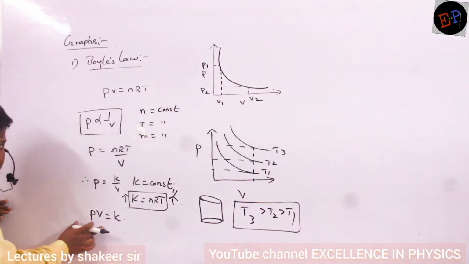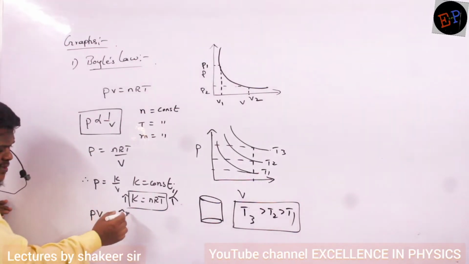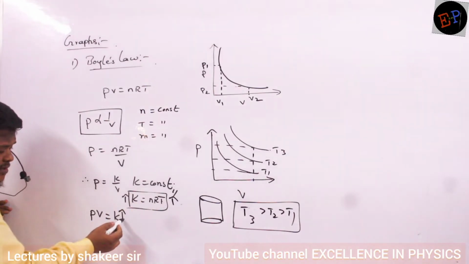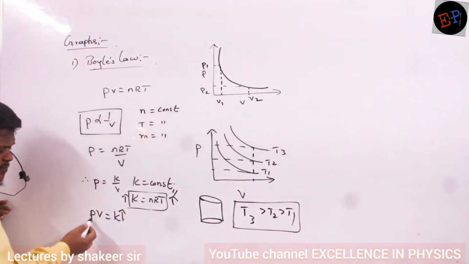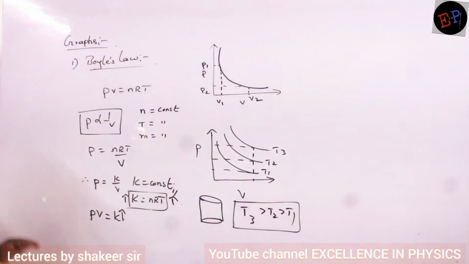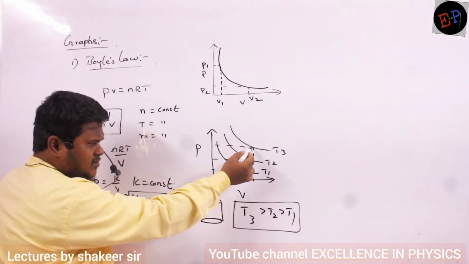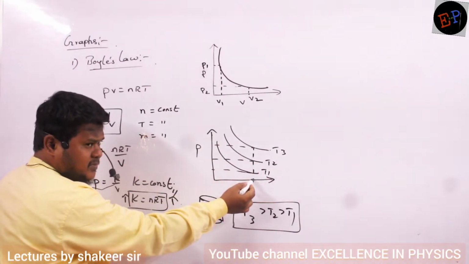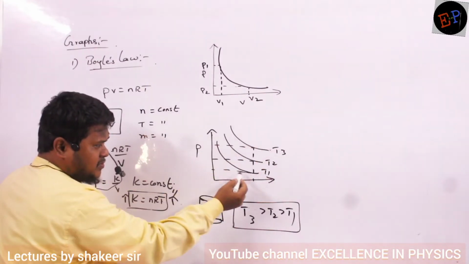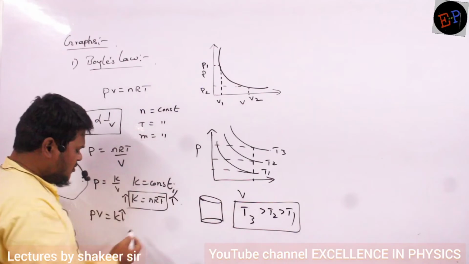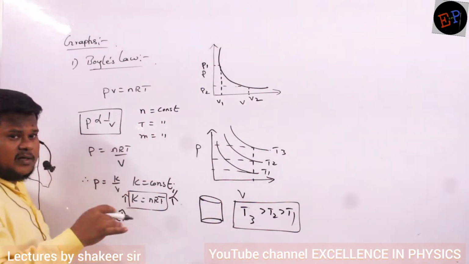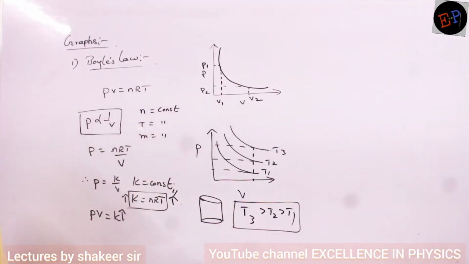Clear? If temperature increases, K value increases. If K value increases, the product of P into V also should increase. So if you take any volume, for example, you are taking this constant volume. This is only one volume, no? Then if I raise the temperature, pressure should increase, no? Then only the product of P into V will increase. Are you able to understand?